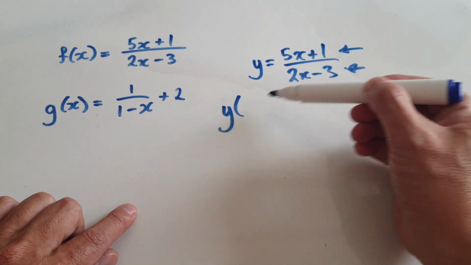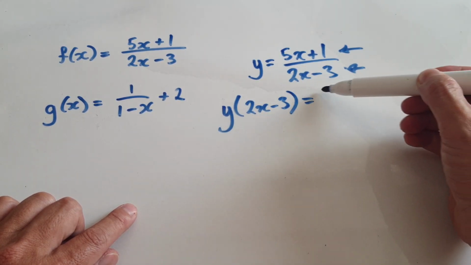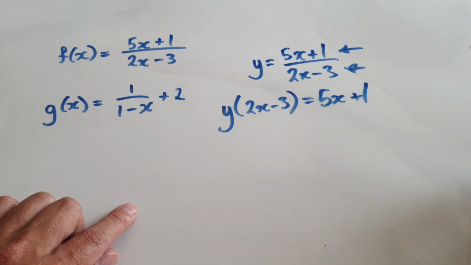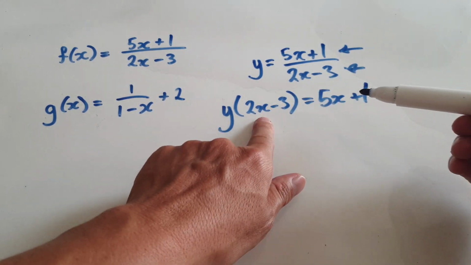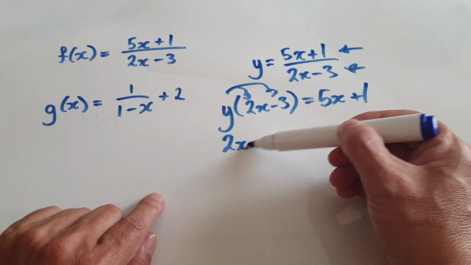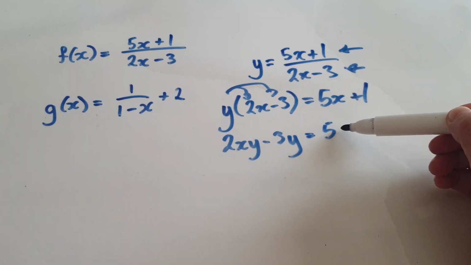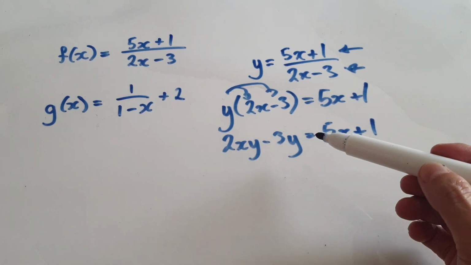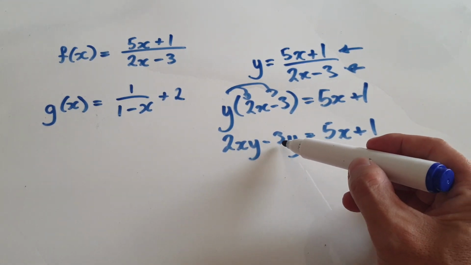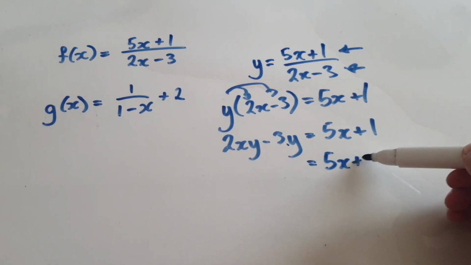So that will then give us 2x minus 3 equals 5x plus 1. We want to make x a subject, so let's multiply this out. So that will then give us 2xy minus 3y equals 5x plus 1. Group all the x's together, so add 3y to both sides. That will then give us this thing here.